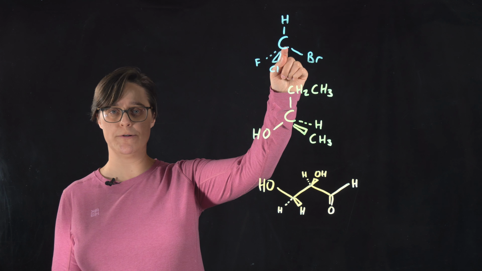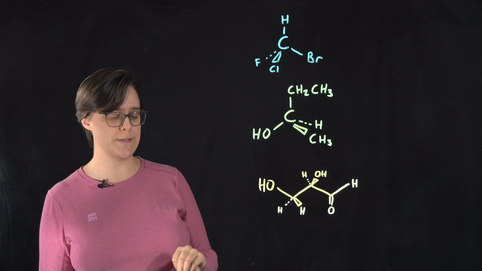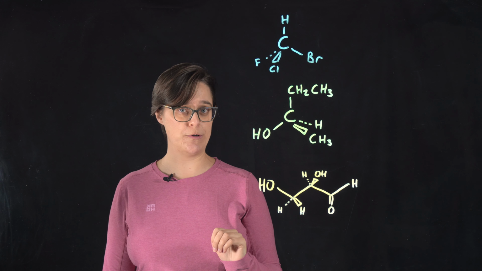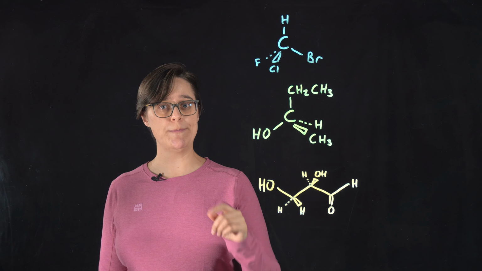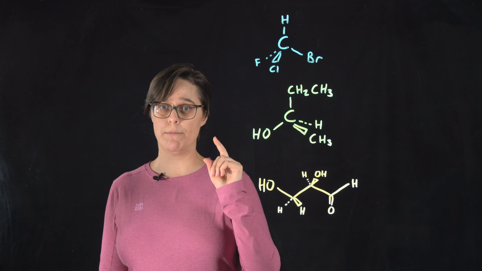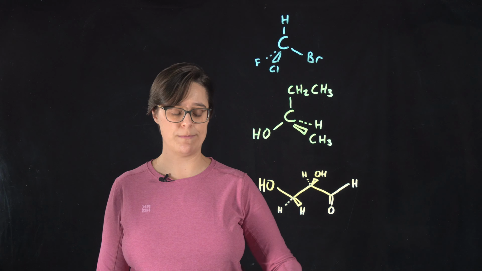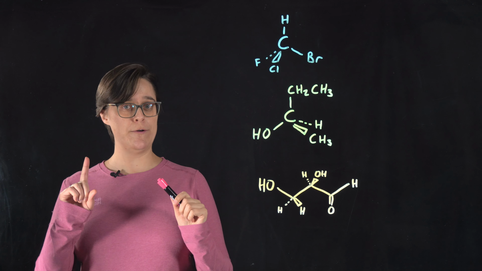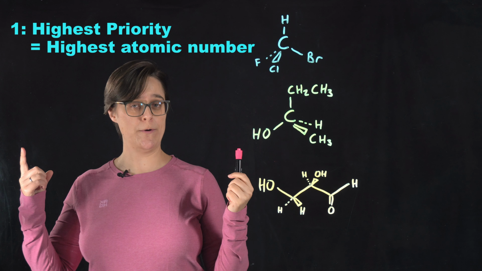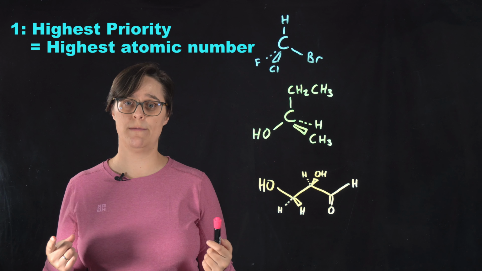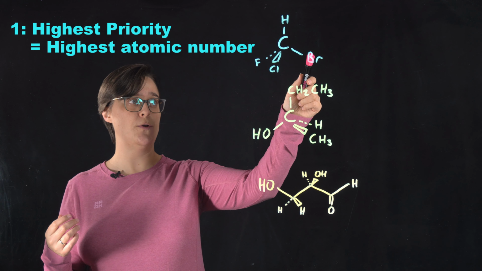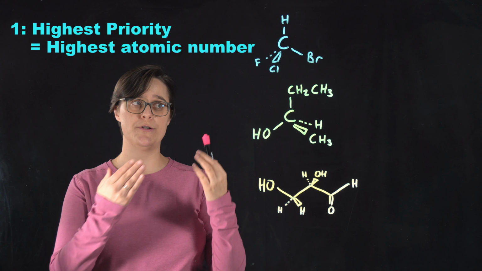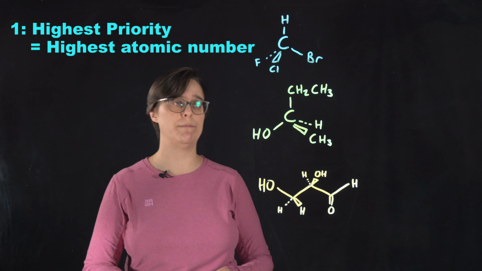This carbon is a chiral center because it's bonded to 4 different groups, and we need to prioritize those 4 groups. Highest priority group is going to be 1. They're going to be numbered 1, 2, 3, 4, with 4 being the lowest priority group. So the very first rule is: highest priority group has the highest atomic number. That means you can look up these 4 atoms on a periodic table and just directly number them.